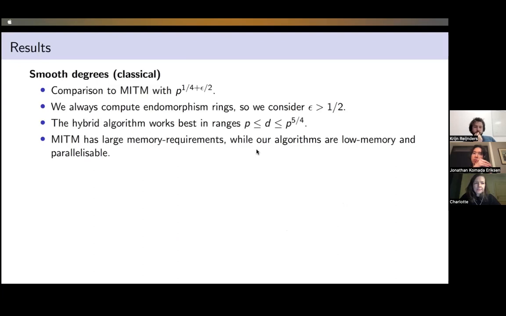And mainly what we can say in summary is that for smooth degrees, we of course compare with meet in the middle algorithms, because we have the opportunity to compute partial isogenies from both sides, and this isn't possible if we have prime degrees, for example. So because we always have to compute endomorphism rings, nonetheless, we consider epsilons which are larger than a half. So we're looking at degrees larger than p. And the hybrid algorithm is the one that works best in the ranges from, when we're looking at p to, I think this is actually meant to be p to 3.